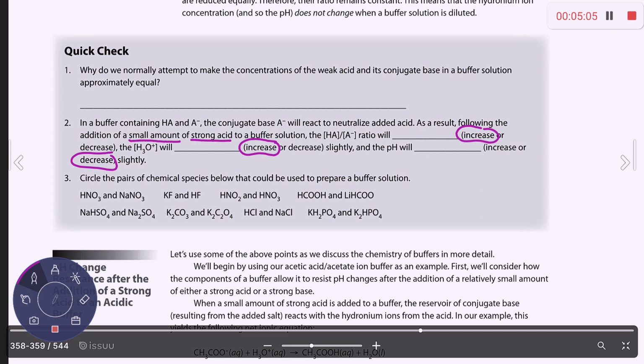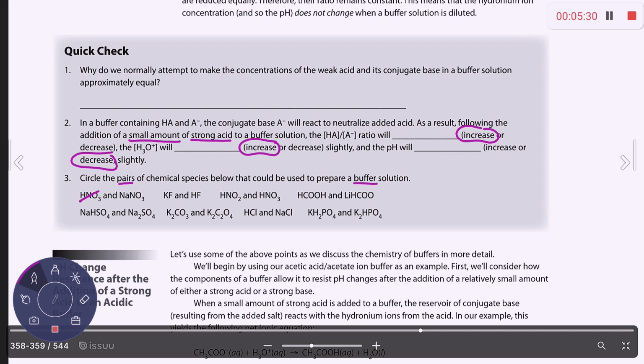Number 3, when we look at pairs of things that might be used to make a buffer solution, remember, we're looking for a weak acid and its conjugate base generally. So, can I rule out this one? HNO3, nitric acid, strong acid. Okay. How about the next one?